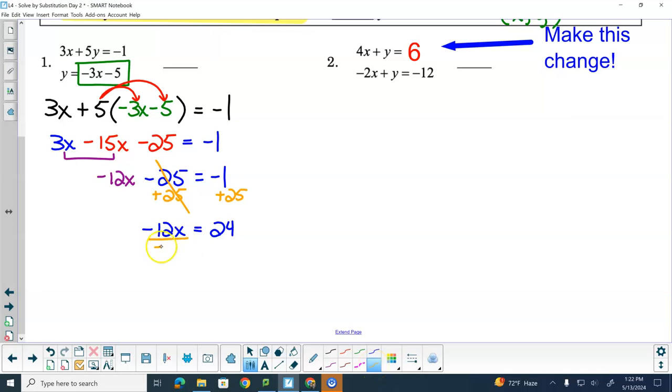Divide both sides by negative 12. What do you got? X equals negative 2. I love it. And because Mr. H is here, we're going to circle it. Not done yet. Because that only gets us through step number 3, which means we've got 2 more steps to go.